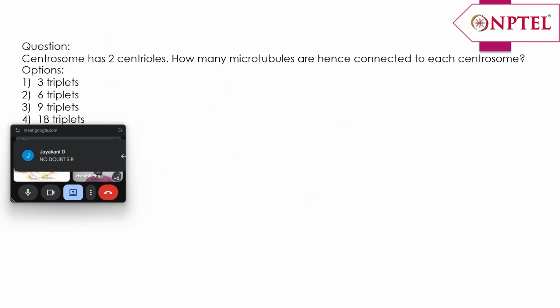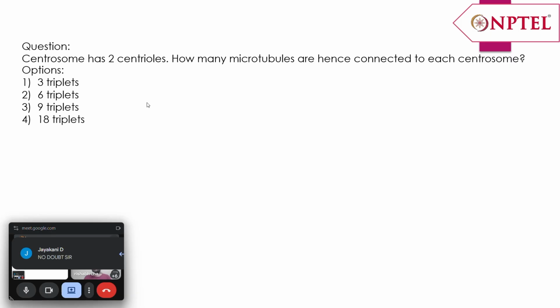Okay, so a centrosome has two centrioles. How many microtubules are hence connected to each centrosome? So what can be the correct answer? Any more answers?